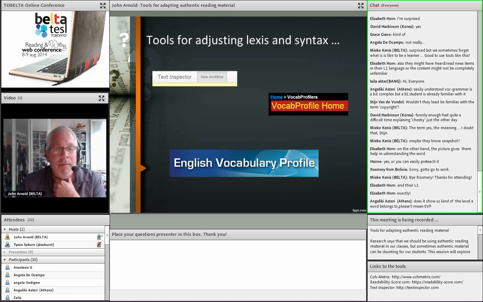Again, the links are here, but the text inspector is a nice tool for looking at the connection between your text lexically with the English vocabulary profile or syntactically with the sentences listed for you. But remember, at some point, they will charge. English vocabulary profile is free.